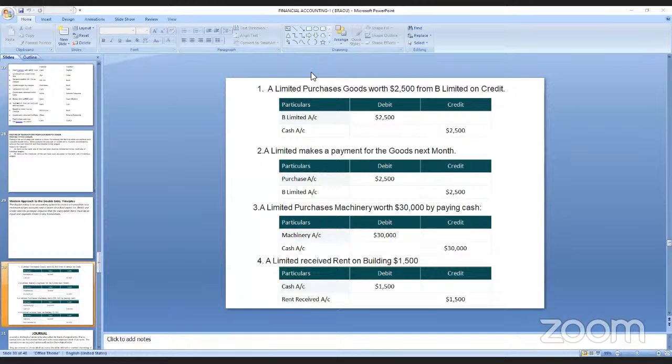Okay. And here, A has purchased the goods, but he has not paid the cash. That's why the entry they have to write is purchase account debit to B Limited, means he has not made any payment. So he'll pay afterwards.